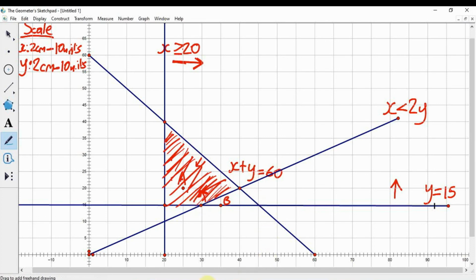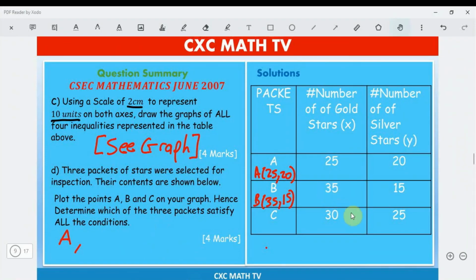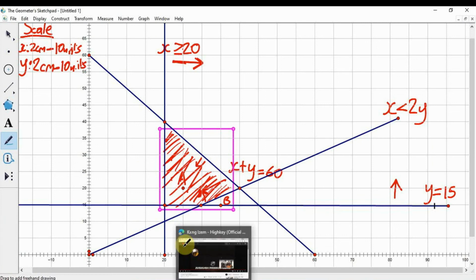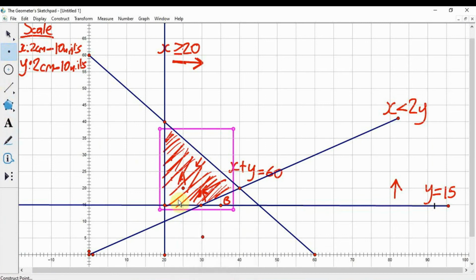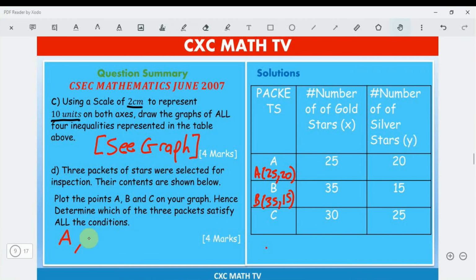So now let's look at the last point, and the last point is C, (30, 25). 30, 25 is going to be right here. This is C. So C is inside of the shaded region, and so A and C satisfy. Yes, A and C satisfy the inequalities. That is, they satisfy all the conditions.